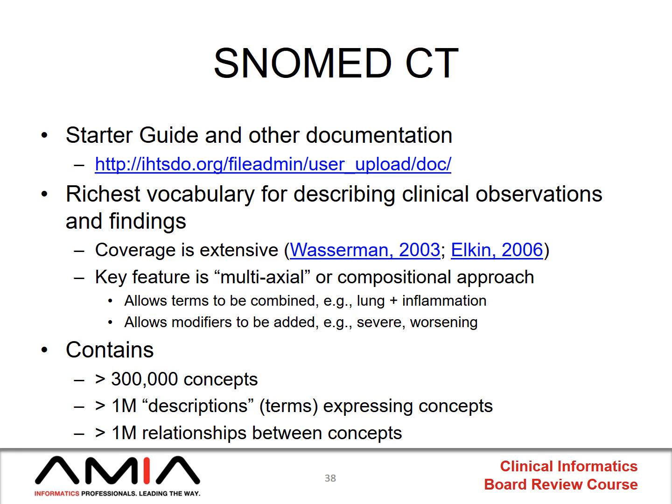SNOMED contains a little over 300,000 concepts and about 1 million descriptions or terms that express those concepts in different ways, and also another 1 million relationships between concepts.